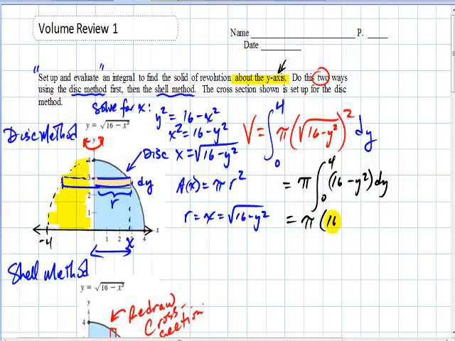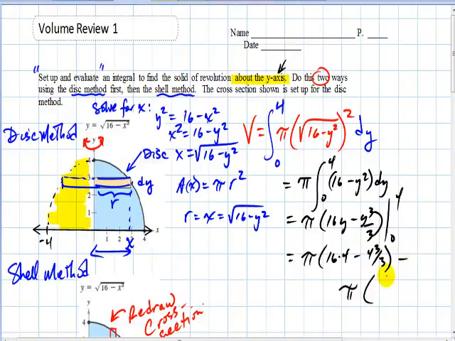Okay, you integrate: pi times 16y minus y cubed divided by 3. Evaluate it from 0 to 4. Do the arithmetic there. It's pi times 16 times 4 minus 4 cubed divided by 3, minus pi times 16 times 0 minus 0 cubed divided by 3. All of this second part is equal to 0. And the end result when you simplify it is 128 pi thirds, cubic units, and that's the volume.